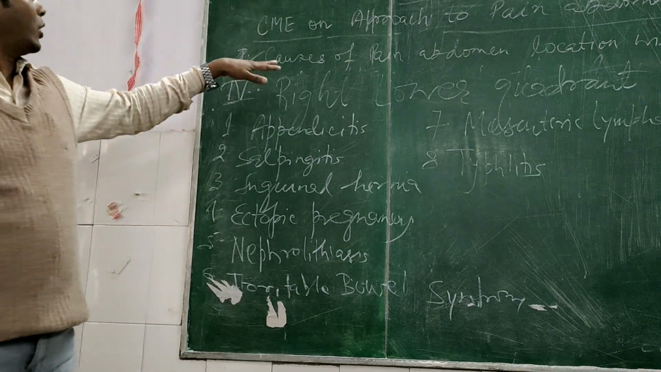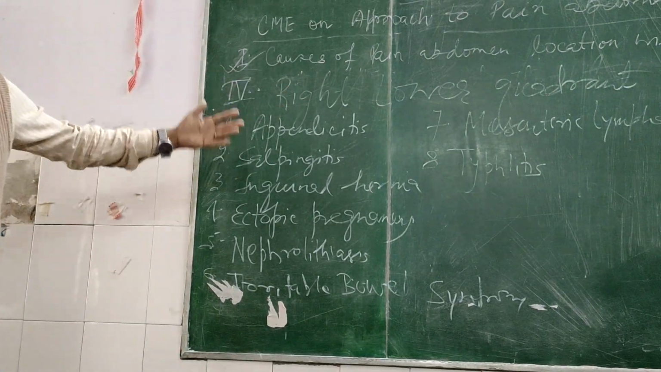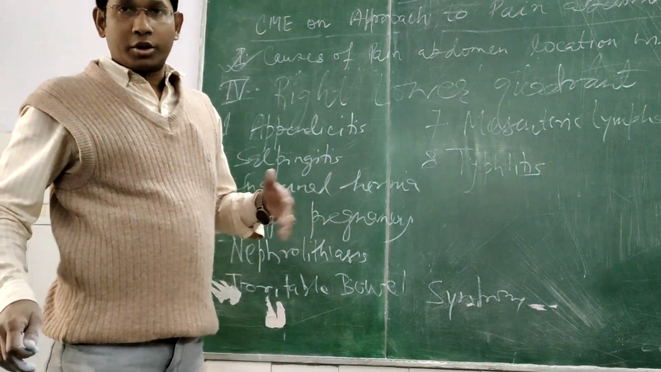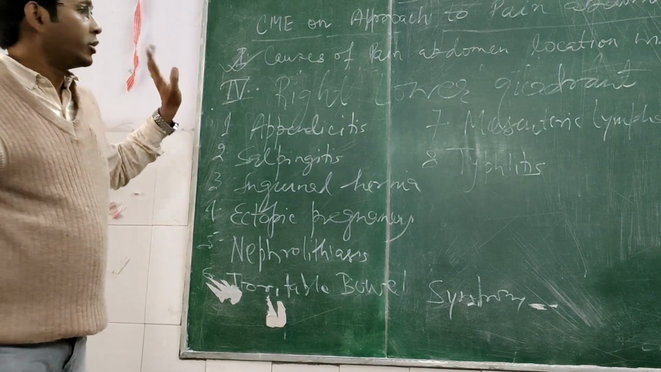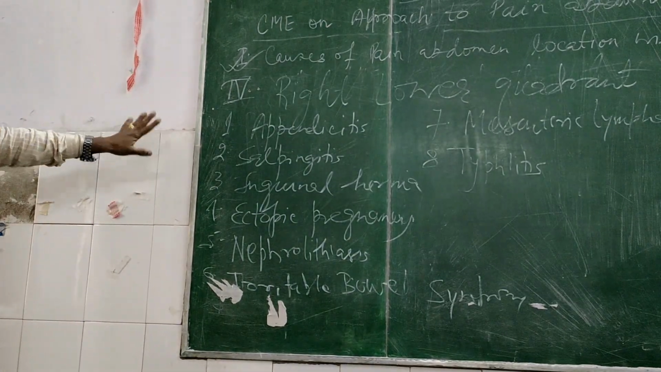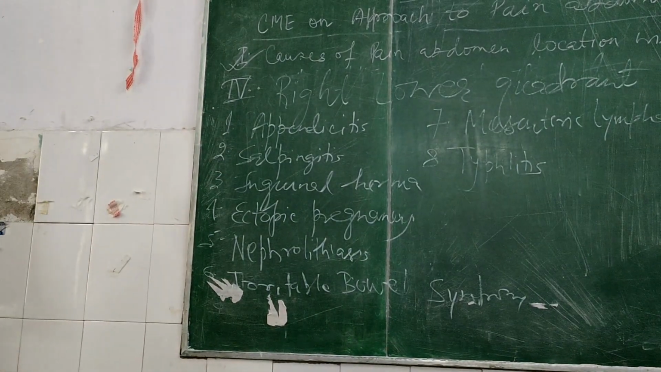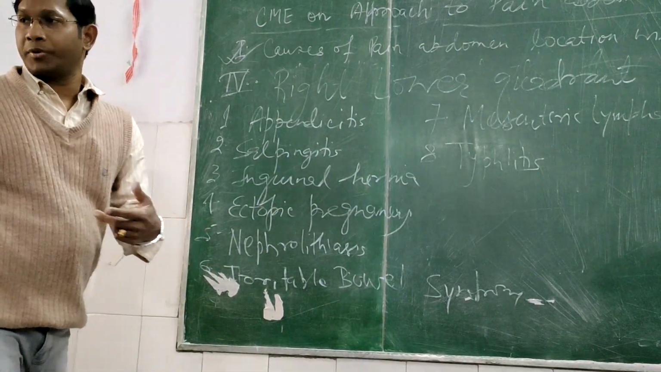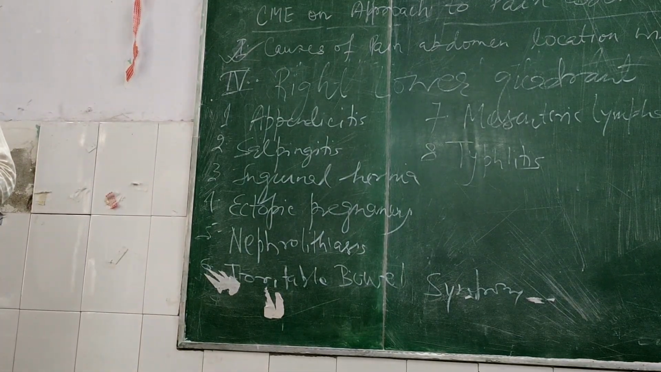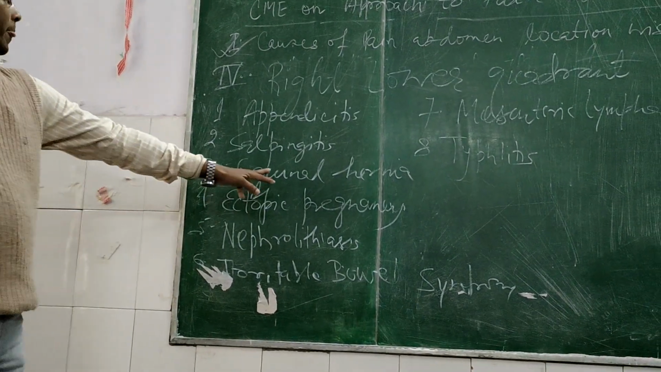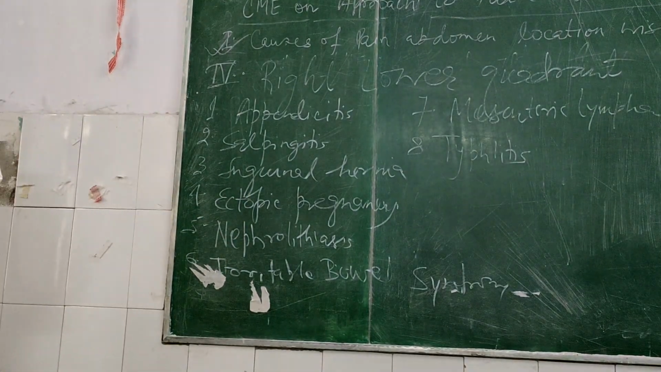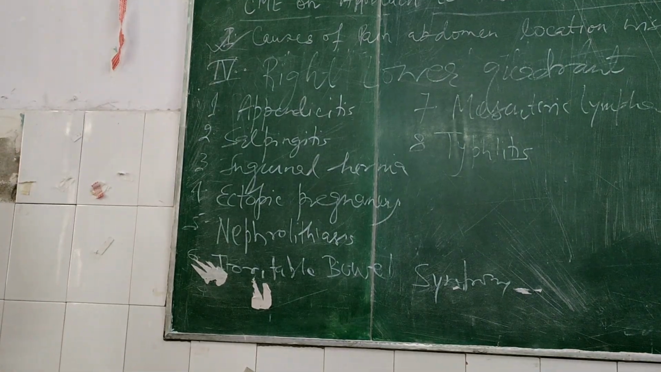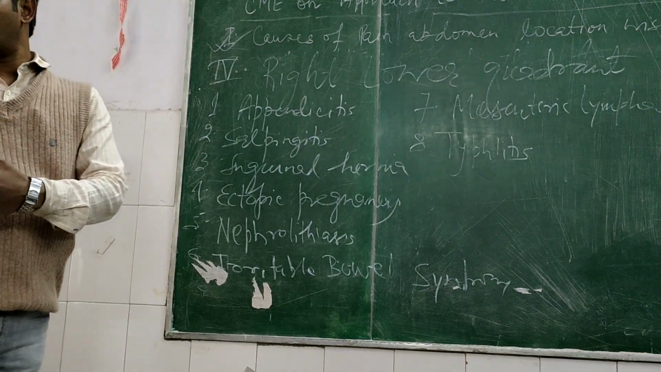So these are the important causes of right lower quadrant, and you can easily remember these things. What is the most important structure in the right lower quadrant which causes pain? Appendicitis, or we all know salpingitis, the right fallopian tube. Inguinal hernia, when it becomes strangulated, it can cause pain. Ectopic pregnancy, especially ruptured ectopic pregnancy, can also cause right lower quadrant pain.